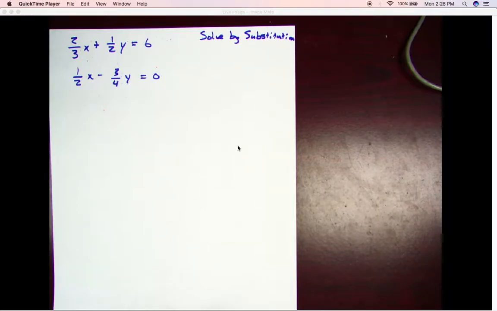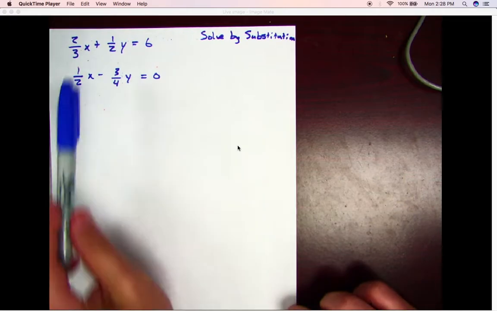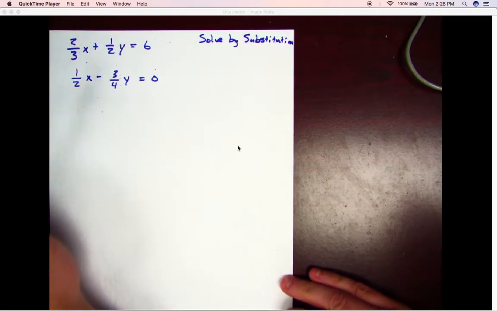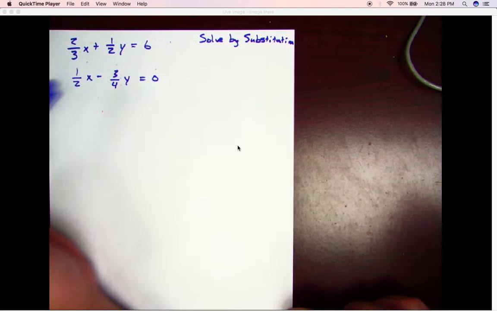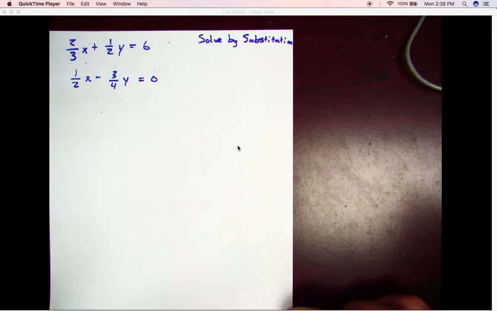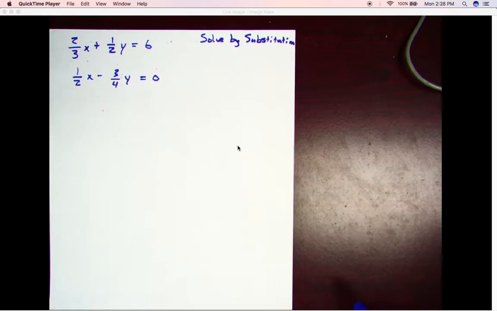So I've had a couple of questions about this type of problem, solving by substitution using fractions. Right here we have the problem. We have two equations: 2/3 x plus 1/2 y is equal to 6, and 1/2 x minus 3/4 y is equal to 0. Now the hard part about these, especially when dealing with fractions, is that you really want to get rid of your fractions. But in this particular case, it might not be the smartest move to get rid of your fractions.